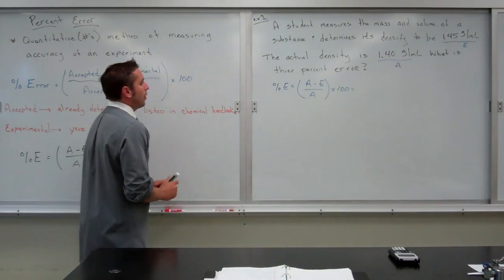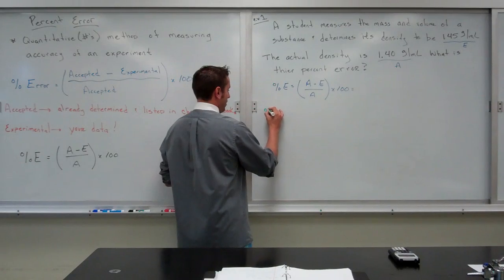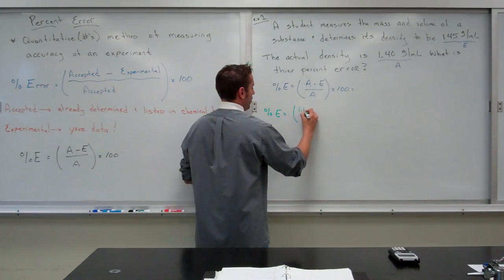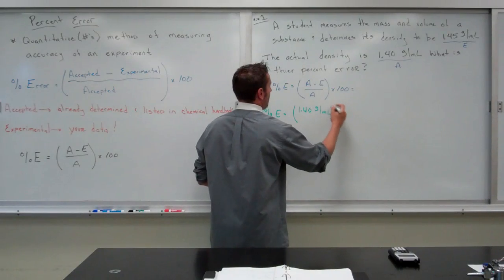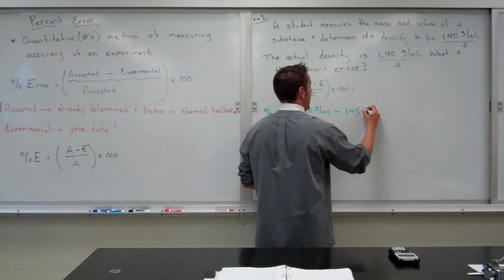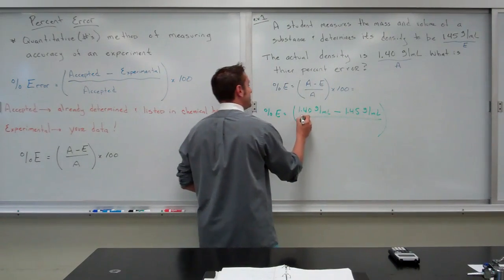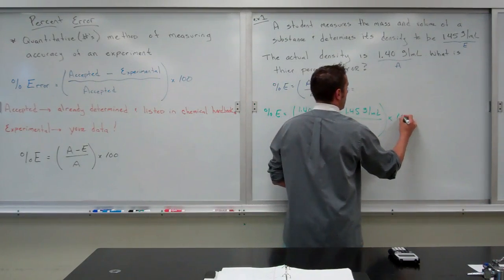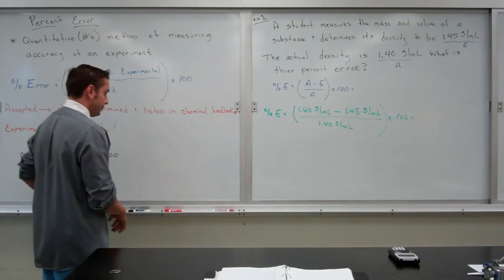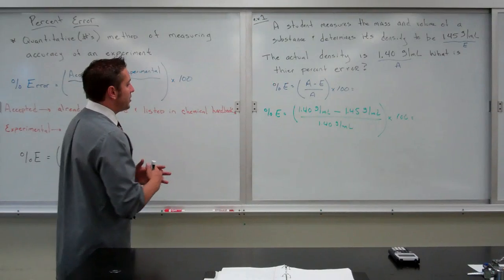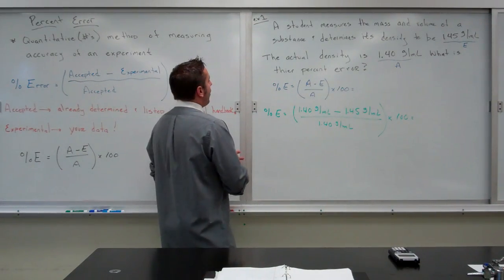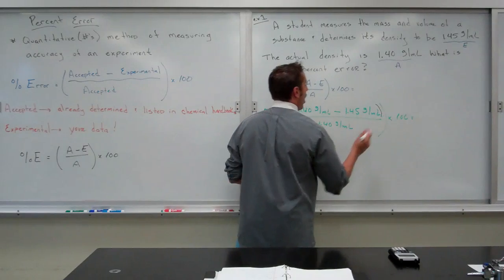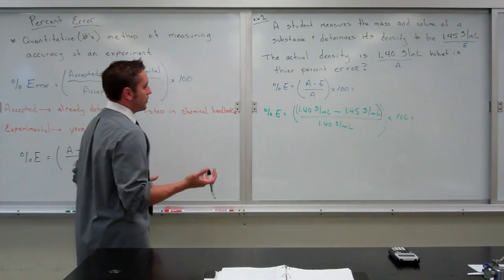So if we're going to plug in and solve here, I would say percent error is equal to my actual, which was 1.40 grams per milliliter, minus my experimental, 1.45 grams per milliliter, divided by my accepted 1.40 grams per milliliter times 100. The only thing here that could possibly trip you up is a sig fig issue. Whenever you're working with these problems, if you have a subtraction on top and then you're dividing, you have to do the top of the parentheses first. And this is where some people would get tripped up.